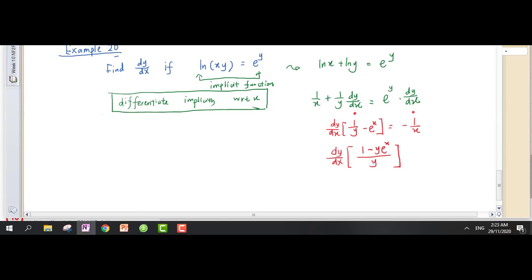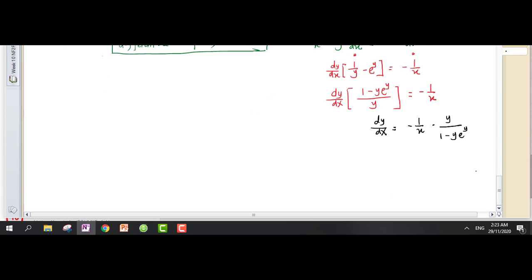Oh sorry, it's an e^y. Be careful with it. Sometimes we might make this kind of mistake. It should be e^y. And then the right side is negative 1 over x. Now it's time for you to bring the fraction to the right side, and then you will reverse. It becomes negative 1 over x multiplied with y over 1 minus e^y. From here, I don't like the negative, so I make it y over x times (e^y minus 1).